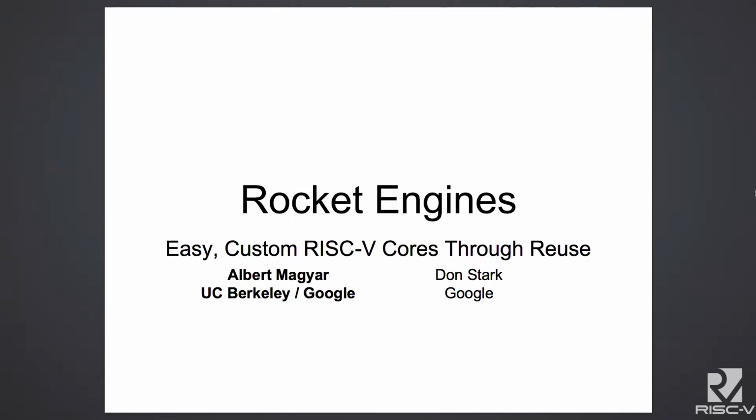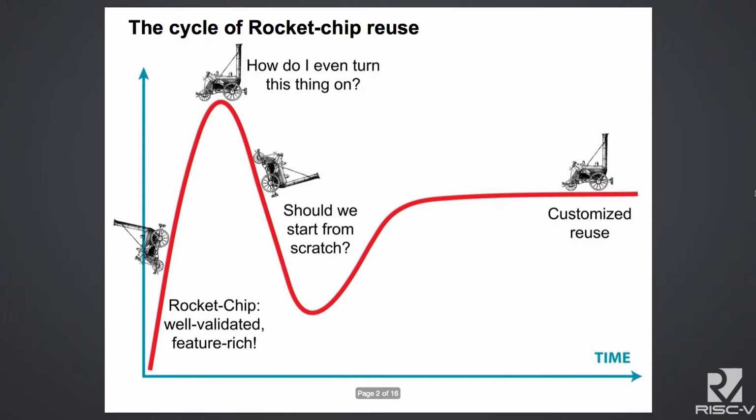All right. Hi, I'm Albert Magyar, and I'm a grad student at UC Berkeley. I'm one of the people who's going to be angling for Chris's desk in 2 weeks. And this is about some work that I did this summer with Don Stark at Google. And it's about how you can get easy custom RISC-V cores through aggressive design reuse.